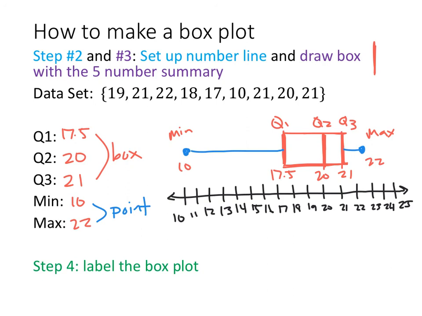Okay, so that pretty much wraps it up for this video of looking back at our mean, median, mode, range, outliers, and then making a box plot. And we'll continue with this when we come to class.